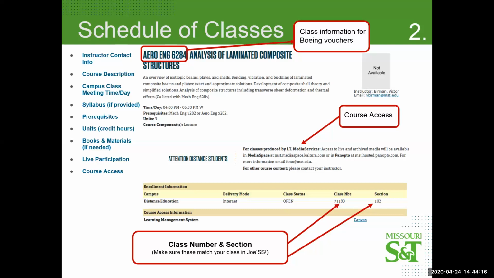So if you go down below, you can see some of the enrollment information. Call your attention to the class number and the section. When you're looking in JOES and you're enrolling yourself, please make sure that you're using the correct 5-digit class number and that the section matches. Otherwise, you may find yourself enrolled in a campus course.